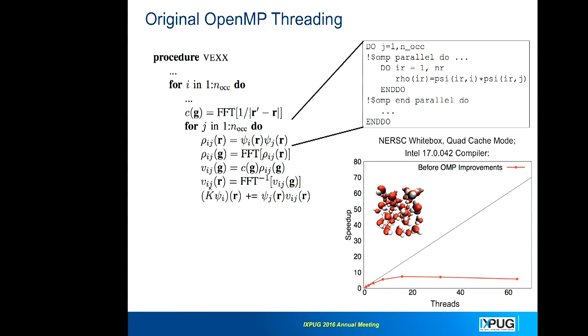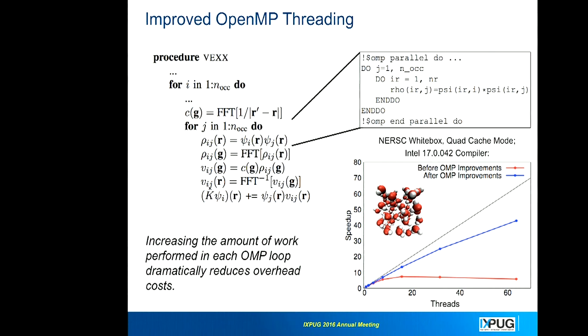One thing that we did to improve this was to reorder the loops in such a way as to increase the amount of work being done in each OMP region. Instead of having a single loop over j outside of all of these dot products, for each individual dot product we have a loop over j. So within each threaded region, you're doing n-band times as many operations as you were previously. That means that overhead becomes a fairly negligible cost, and your thread scaling improves significantly.